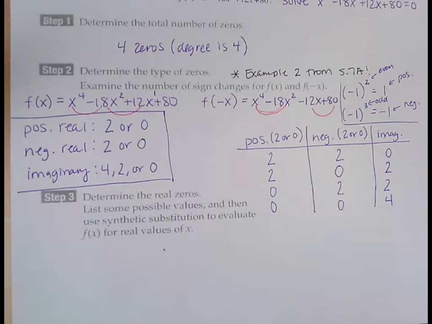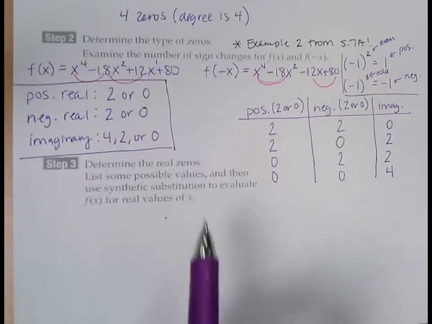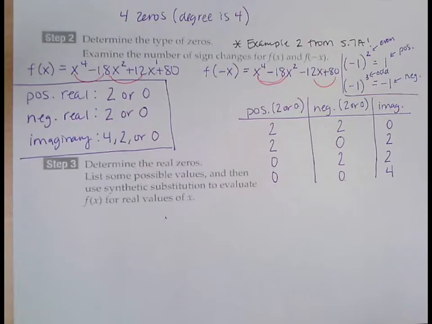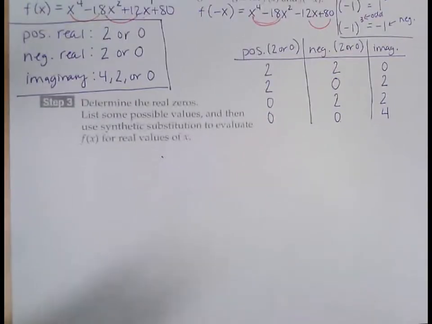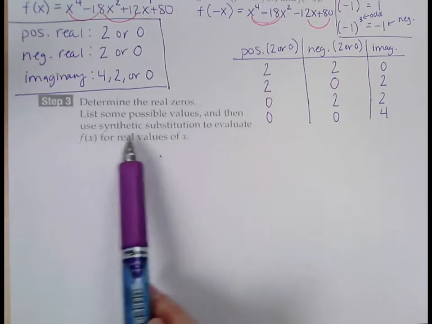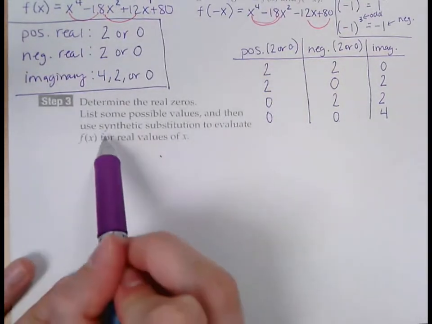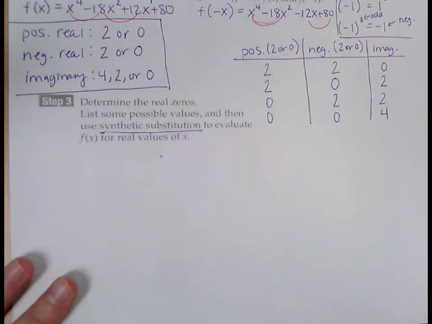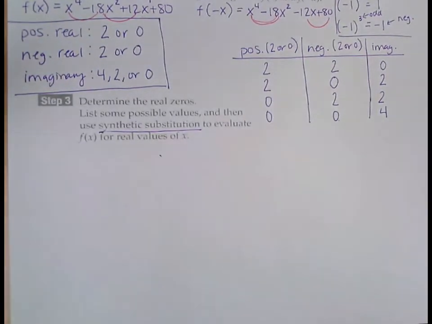Okay, so now to step 3, actually finding the zeros. We should get 4 answers. So this is really where your answer to this specific question comes in. So in summary, this is what you're going to do. List some possible values and then use synthetic substitution, which remember this is just synthetic division, to evaluate f of x for real values of x.